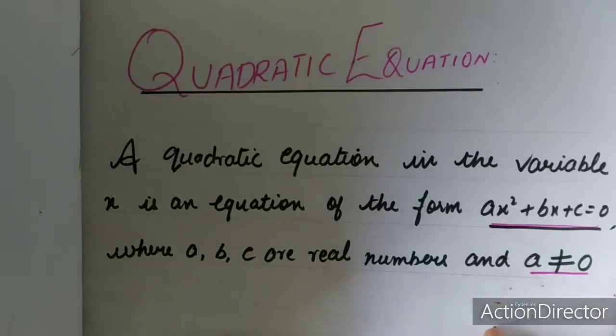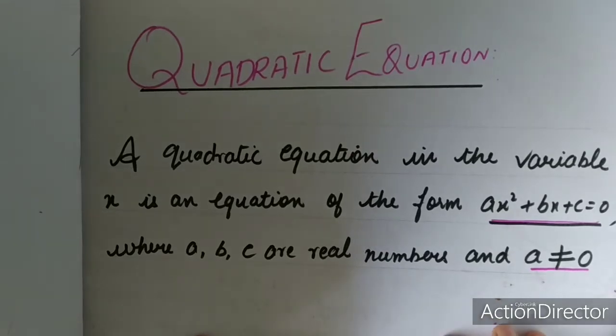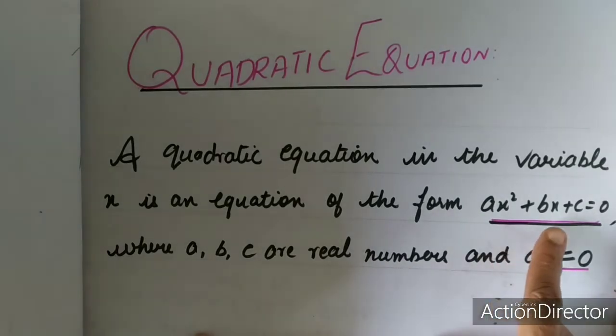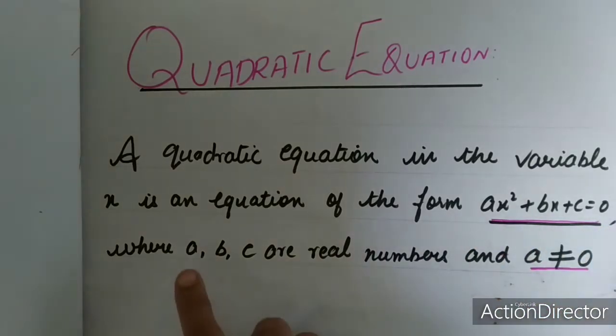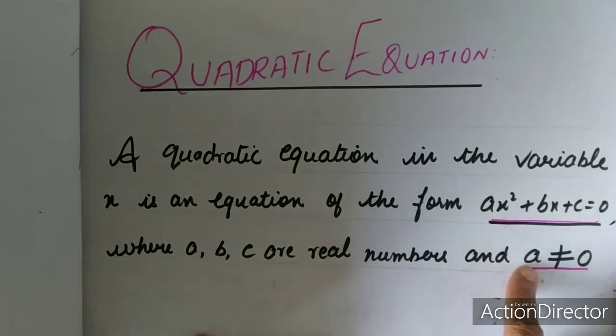Good morning children. In the last video we saw some of the real life application of quadratic equation. So let us once again recap the definition of quadratic equation. A quadratic equation in the variable x is an equation of the form ax square plus bx plus c equal to 0 where a, b and c are real numbers and a is not equal to 0. This is very important. A is not equal to 0.